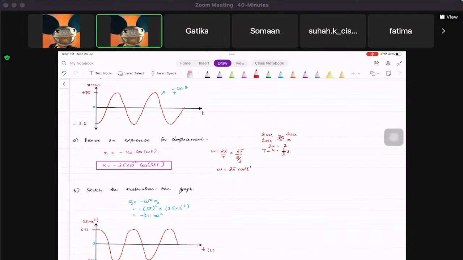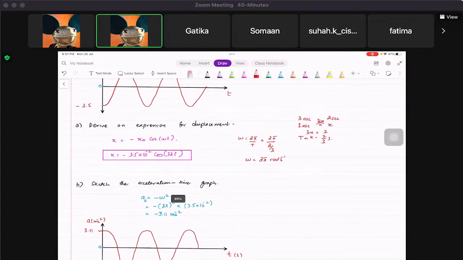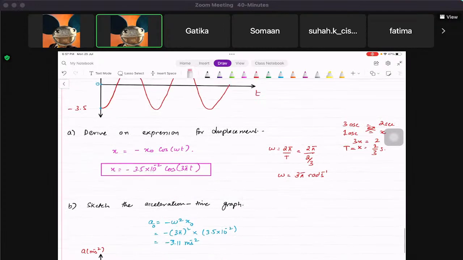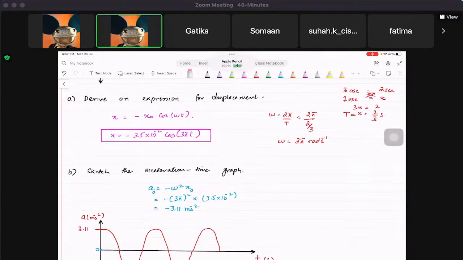Other than that, it's fine. You could also derivate the equation, but that would take too much time because you have to derivate displacement to velocity and then velocity to acceleration, so it will take a lot of time and it will give you the same answer, so we don't really need to do it. Is it clear? All right.